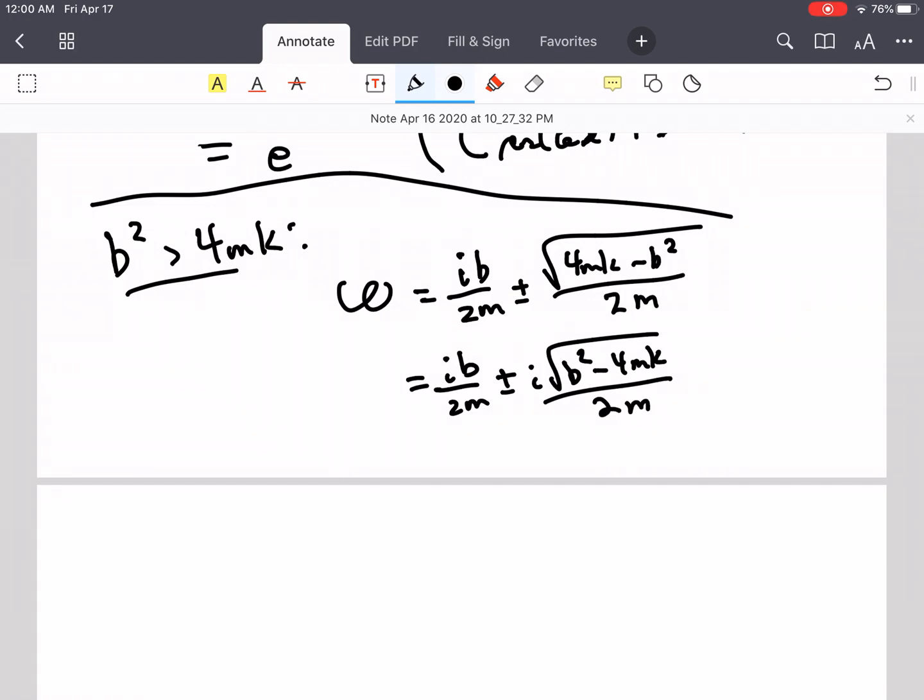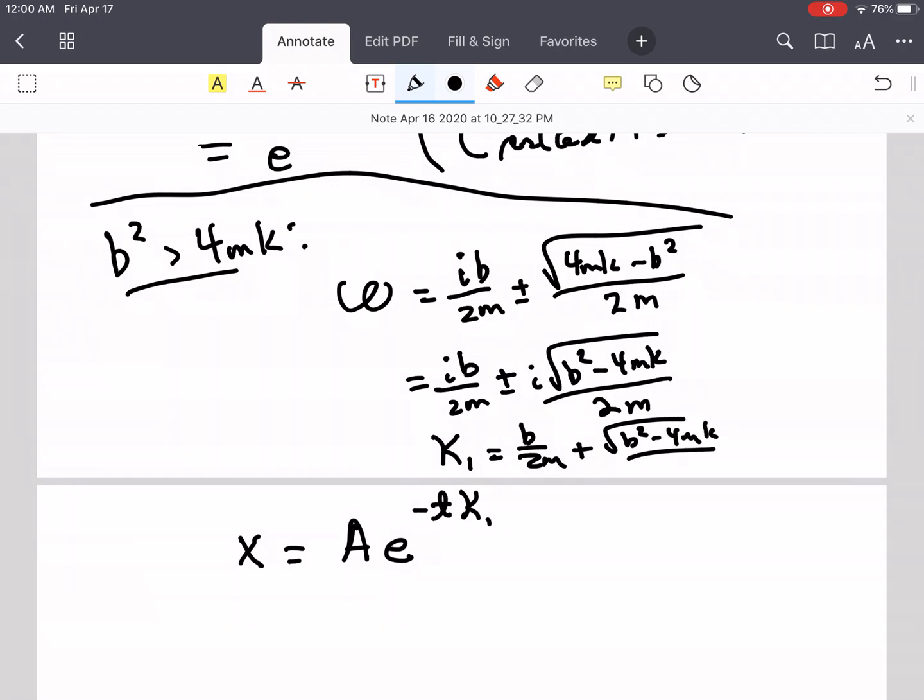So now what you notice is that both of the modes, both of the omegas, are imaginary. And what that means is that the solution x is simply going to be e to the minus t times the first decay constant, kappa 1. And here, if I want to be careful, this decay constant is going to be b over 2m plus the square root of b squared minus 4mk over 2m. Kappa 2 is going to be the same thing with a minus sign.